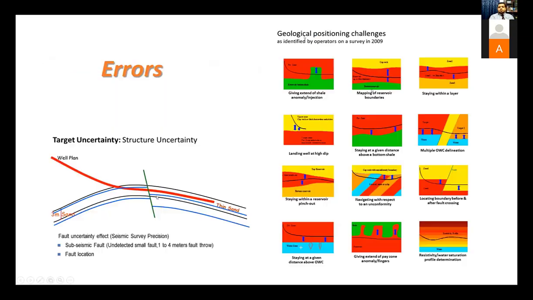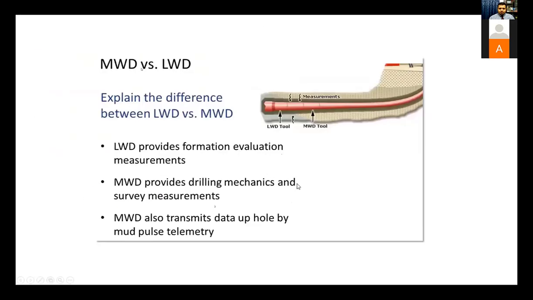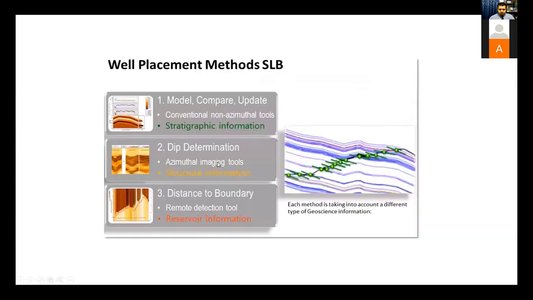You mentioned it yesterday. And then going to the downhole tools, as we said, there's MWD, density neutron LWD, resistivity and power drive. Our information comes from the cuttings, from paleontological techniques, and from MWD we get the drilling mechanics and survey measurements, while from the LWD we get the formation evaluation part. As we know, there are 3 important points. The first one is the model update, the second is the depth determination, and after that the distance to boundary technique, the remote detection tools.